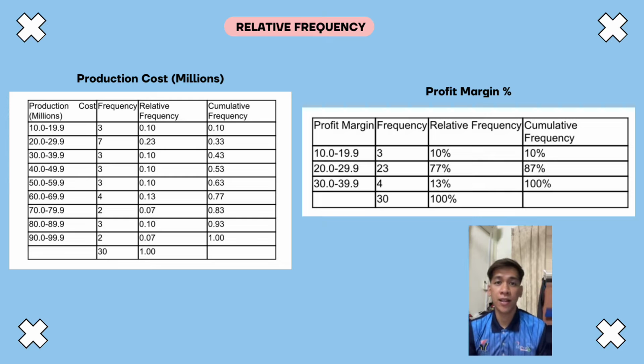For cumulative relative frequency, we need to add all the previous relative frequencies to the current relative frequency and the next relative frequency. For example, 0.10 plus 0.23, and we get 0.33, and 0.33 plus 0.23 we get 0.56. Continue similarly with the next numbers. It is also the same process for creating the table for profit margin.